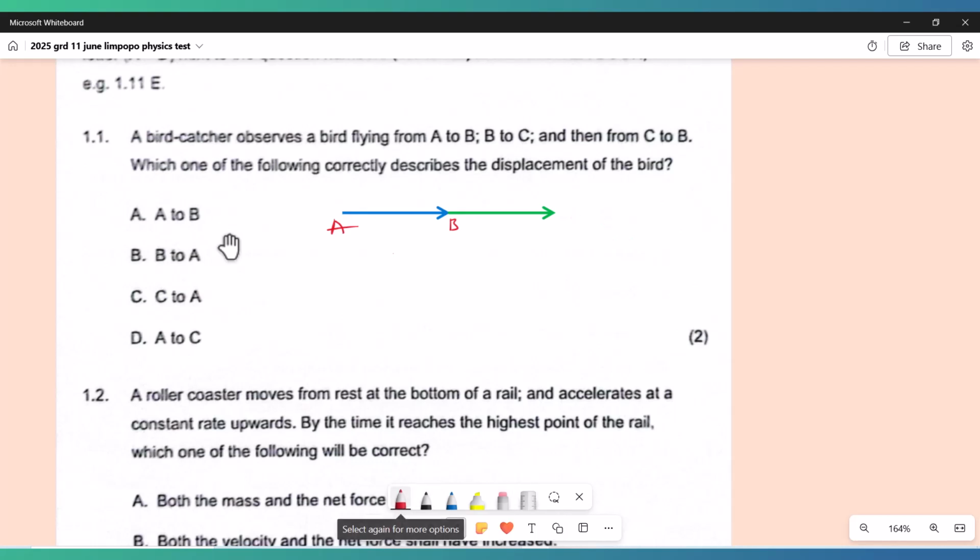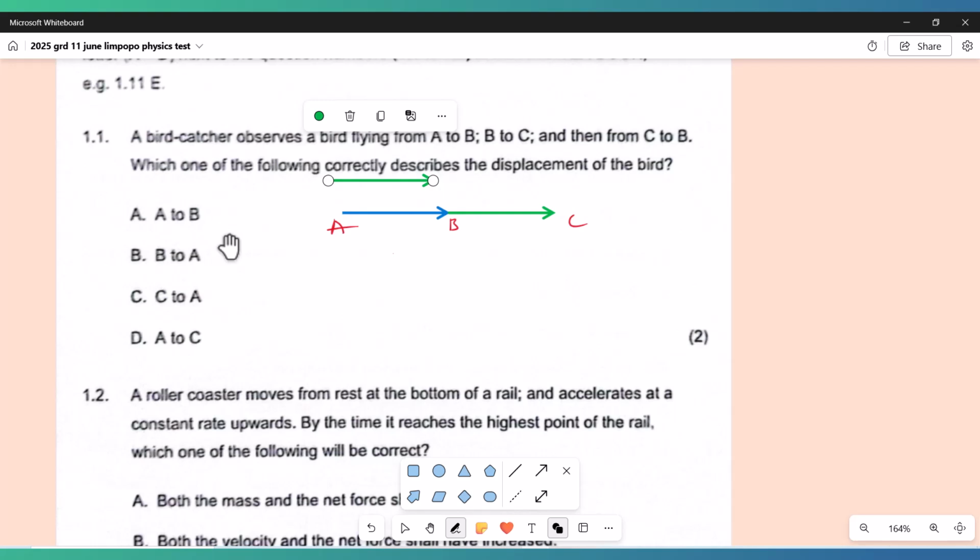Let's find out here. They say, and then from C to B, now back to B. So they're saying from C to B, which means that's our C there. From C to B. And then they say, which one of the following correctly describes the displacement of the bird?